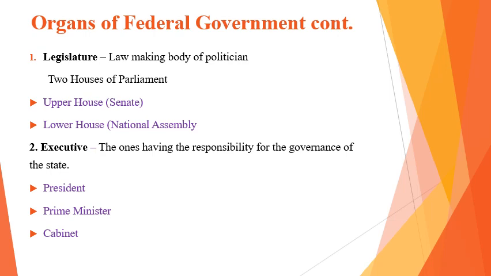Executive is composed of the people having the authority and the responsibility for governing the state, and it includes the president. The president is the head of the state. Prime minister. The prime minister is the head of government. And lastly, the cabinet. Cabinet means the team of advisors for the prime minister.